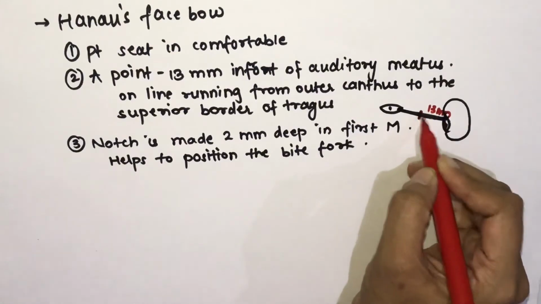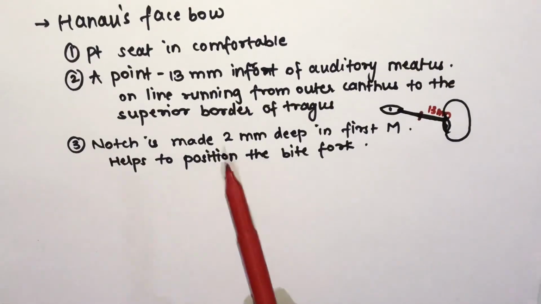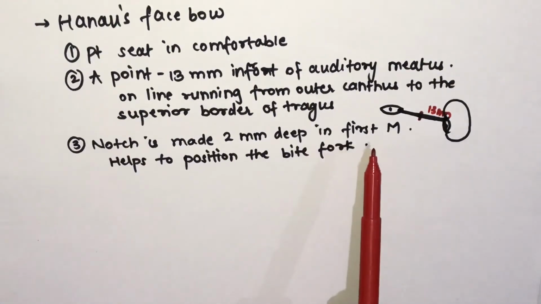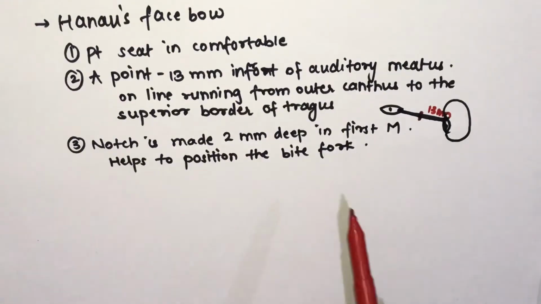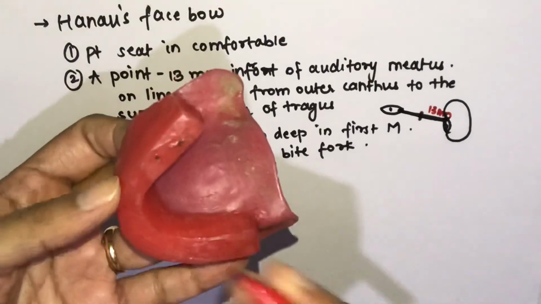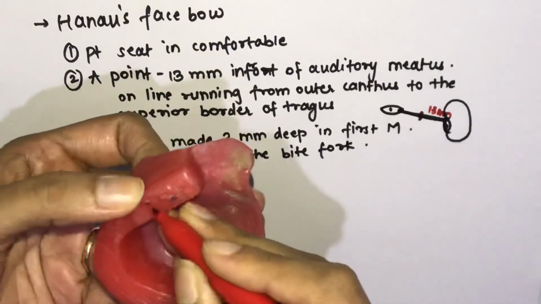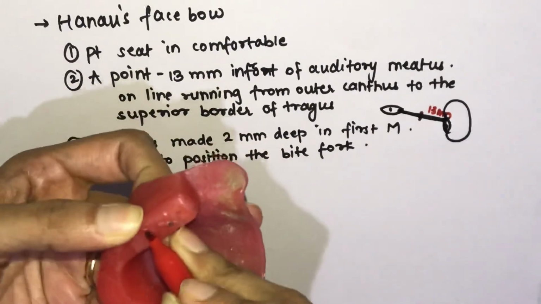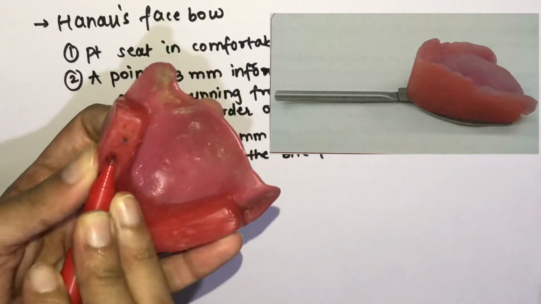So you're marking a point. Then the next thing is making a notch which is 2 mm deep in the first molar region on the maxillary occlusal rim, and it helps to position the bite fork. So for example, this is your occlusal rim and this is the area for your first molar. So basically you are making a 2 mm notch over here, so that when you are placing a bite fork, it goes and sits properly over here.